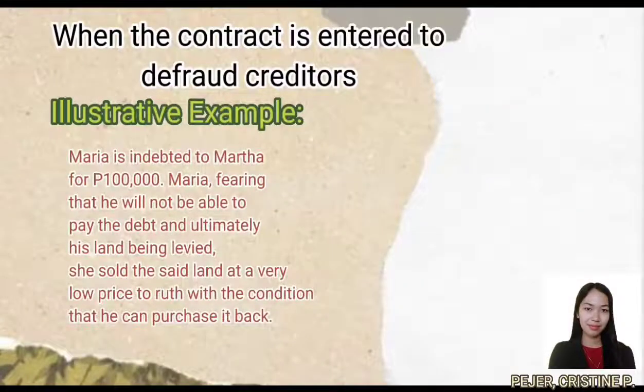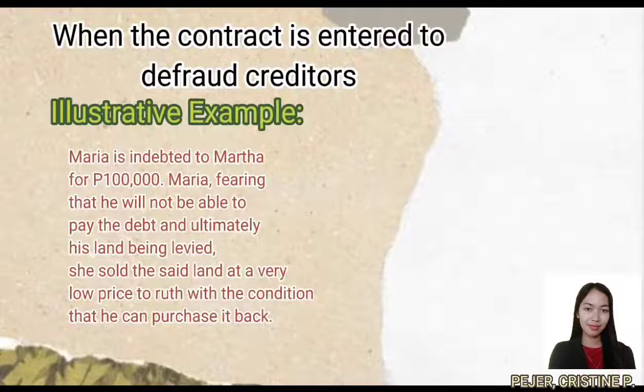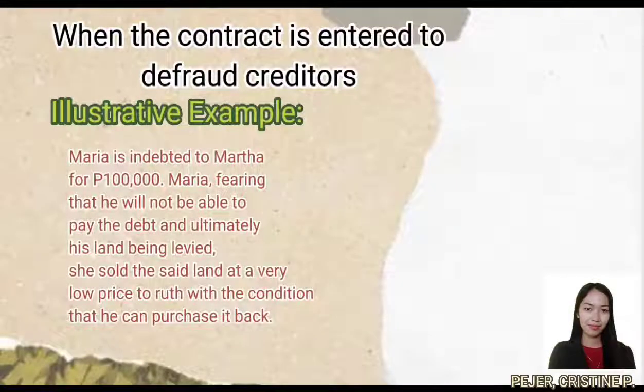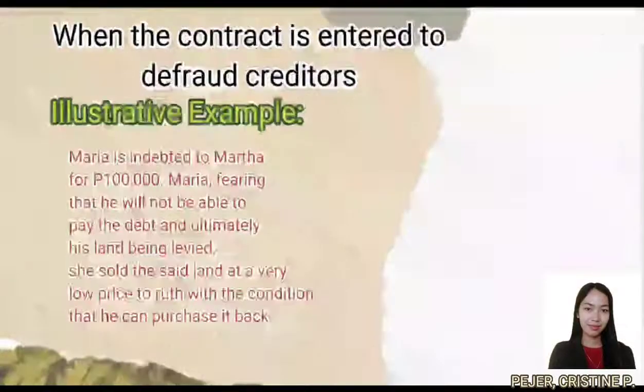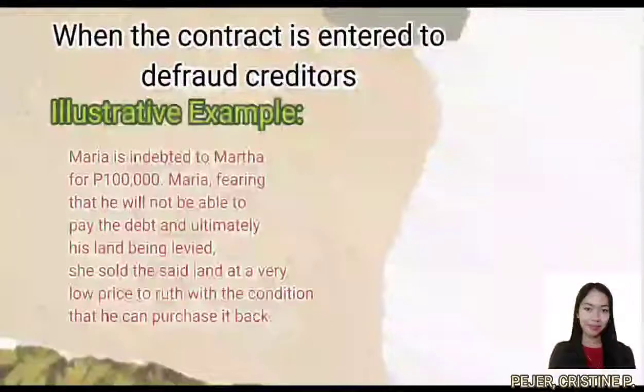Maybe in the first place, ay very interested na si Martha sa lupa ni Ruth. Pero hindi nga pinagbebenta ni Ruth yung lupa, kaya naging parang collateral na lang yung lupa if ever na hindi makabayad si Ruth ng 100,000 pesos kay Martha.